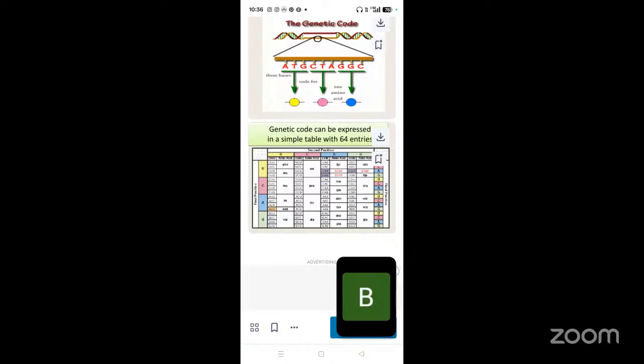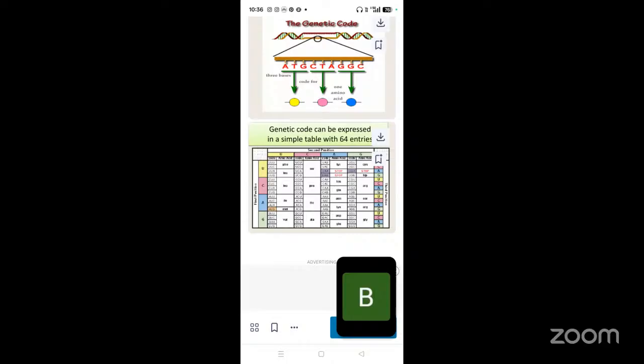Next, what is universality? The genetic code is universal. AUG is the codon for methionine, but in mitochondria the same codon AUG codes for isoleucine, with some exceptions noted to the universality of the genetic code.